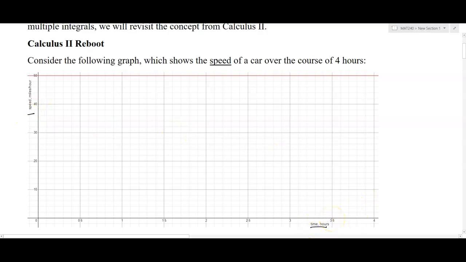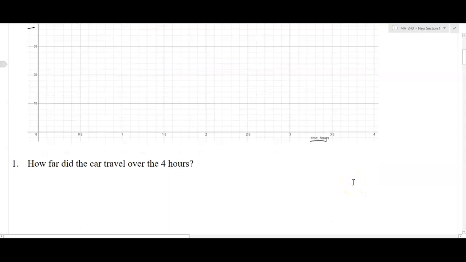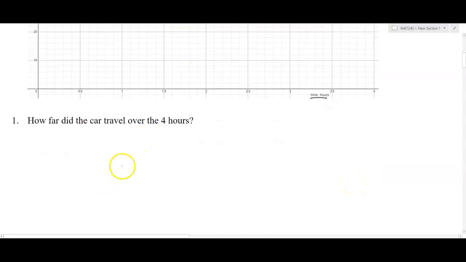Because we know that if a car travels 50 miles per 1 hour, and we repeat that over the course of 4 hours, that's going to be 50 miles plus 50 miles plus 50 miles plus 50 miles. If we multiply this by 4 hours, we also get a beautiful dimensional analysis, and that comes out to a total of 200 miles.